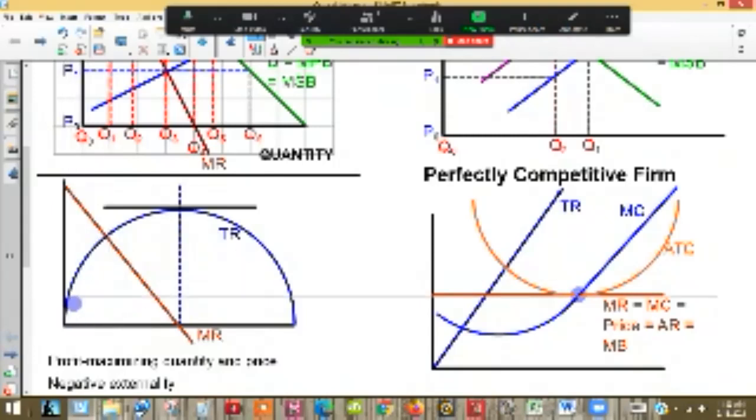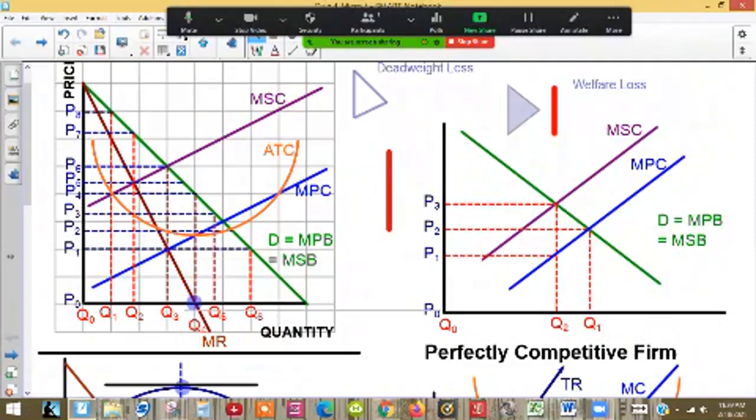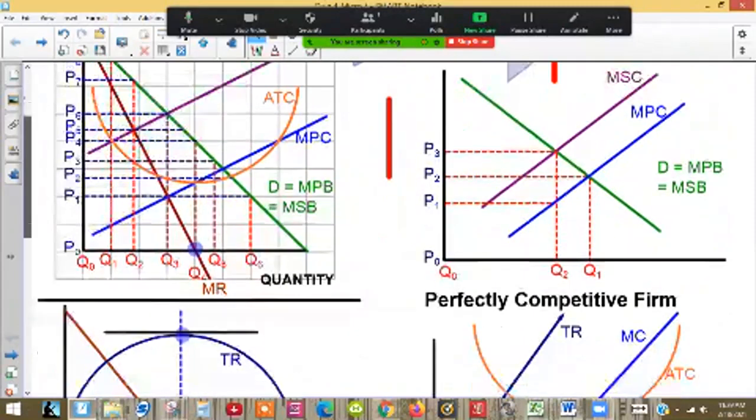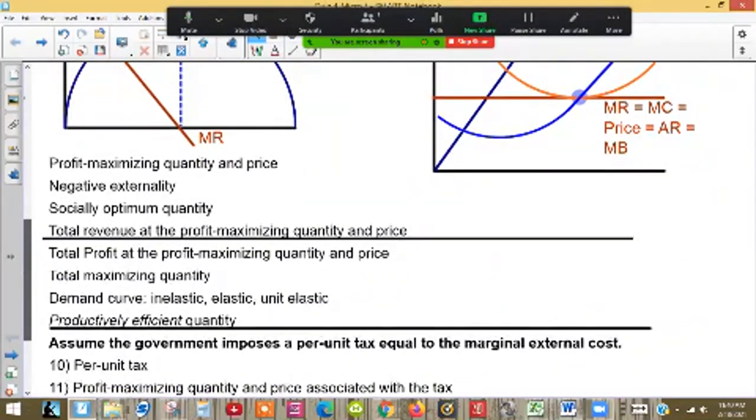So as we produce more and more, the total revenue is marginally increasing less and less until it doesn't increase at all right there. So this is where there's no change. So we know that's where it's maximum. So we know that total revenue is going to be maximum at quantity Q4, because that's where marginal revenue is zero, right?